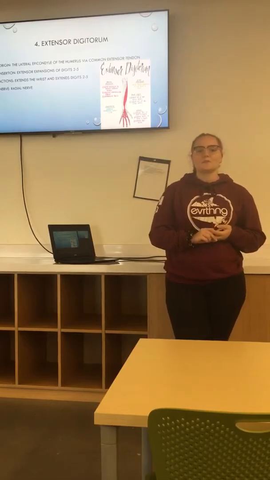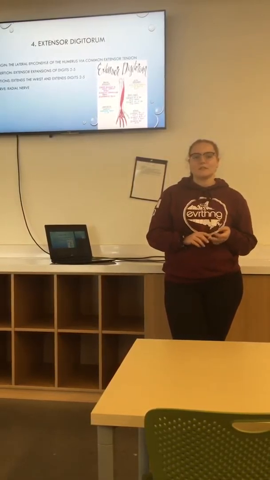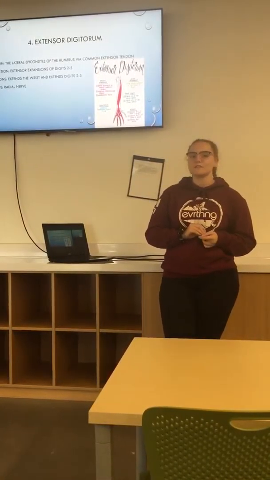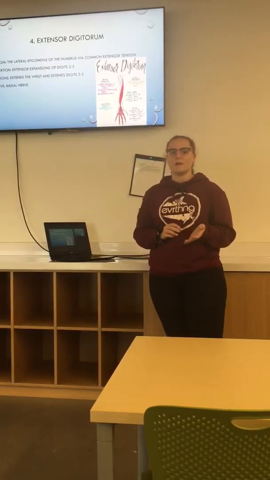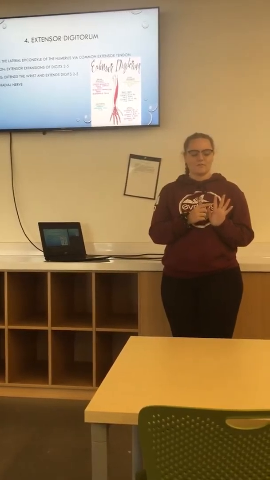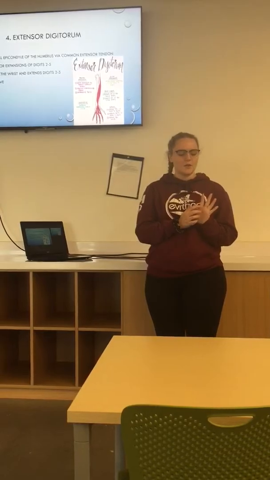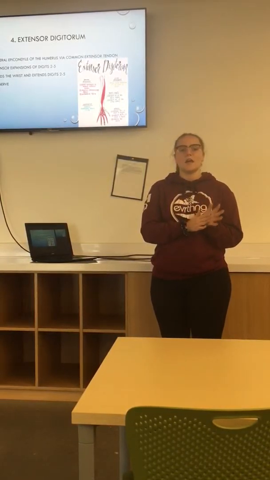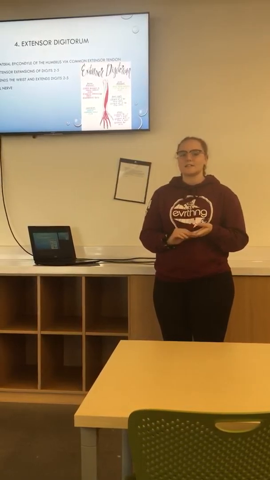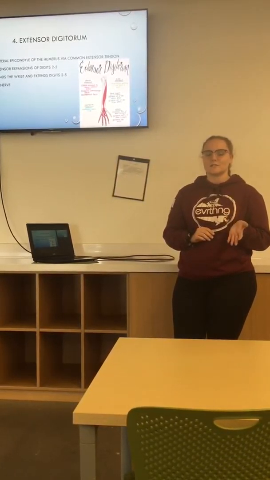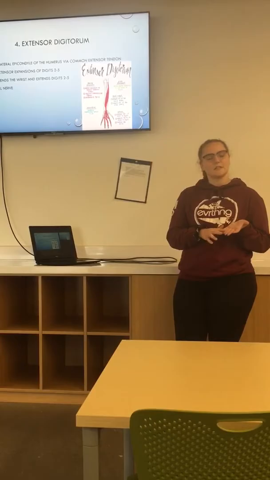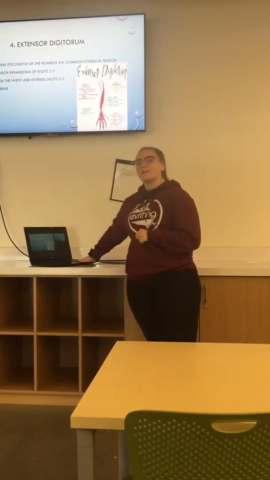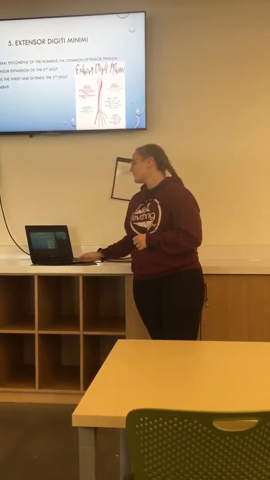Extensor digitorum, so the origin of that would be the lateral epicondyle of the humerus. The insertion is the extensor expansions of the second to fifth. So you have your second, third, fourth, and fifth. And then the action of it is extends the wrist and extensors of the second to fifth fingers. And it also is the radial nerve.